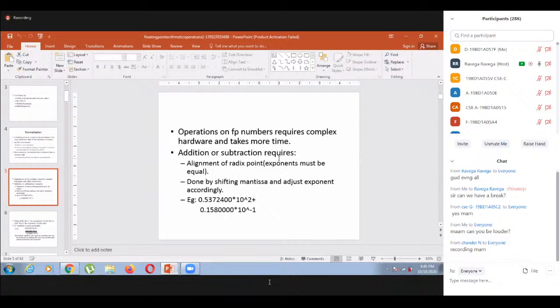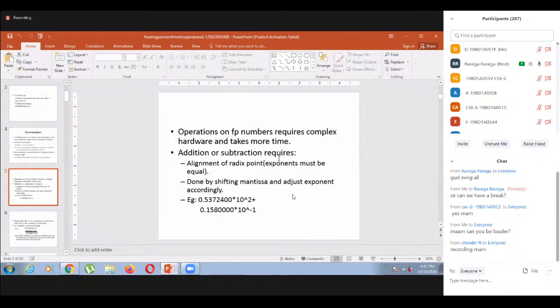Floating point arithmetic operations. Why? Because the floating point arithmetic operations require a longer execution time, and they require more complex hardware. The floating point representation also serves scientific computations, because it represents the scaling problems.